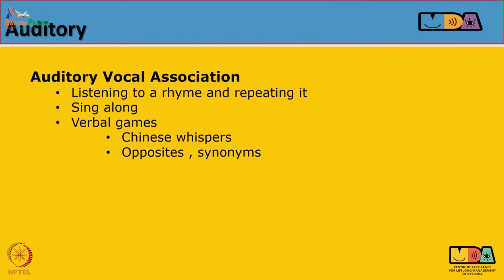Auditory vocal association is the ability to relate the concepts that have been presented auditorily by expressing them vocally. Now, children whose auditory reception is not good and who have difficulty with auditory discrimination will find it difficult to reproduce orally what you have said. Some of the games that we can play is the typical listening to a rhyme and repeating it. Children can do this very well. We often find that children have heard a song and are able to repeat it within a few minutes. Sing along is a good auditory vocal association game.